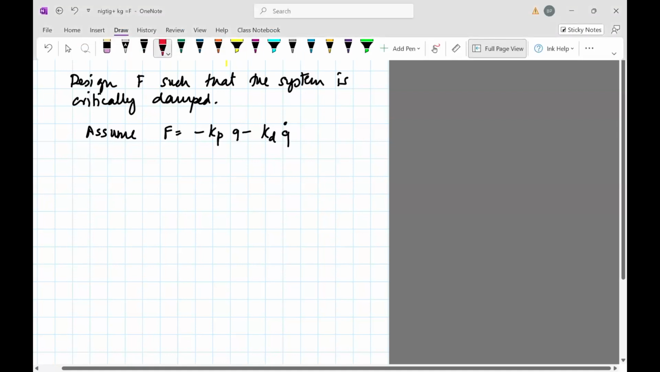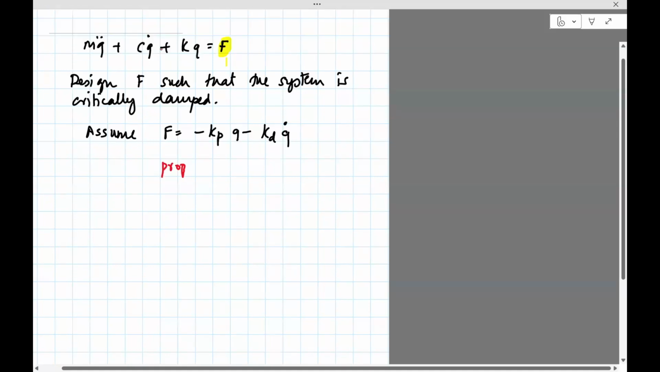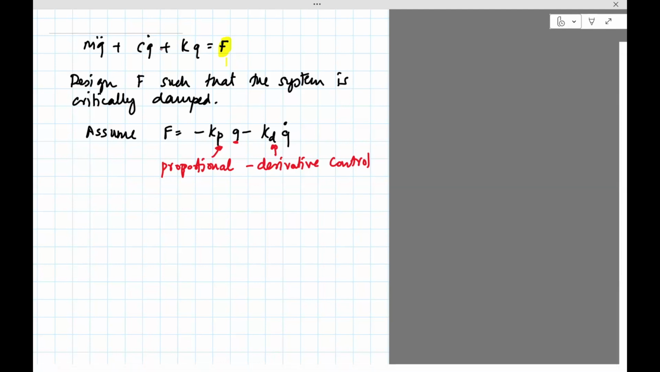This is known as proportional control because of this piece, and derivative control because of this term. It uses Q. So assume that you want to go to Q equals 0. So proportional to Q, and then the derivative acts on Q dot. Okay, so that's an assumption. You still don't know what Kp and Kd are. These are design parameters, and we will set those parameters so that the system is critically damped.